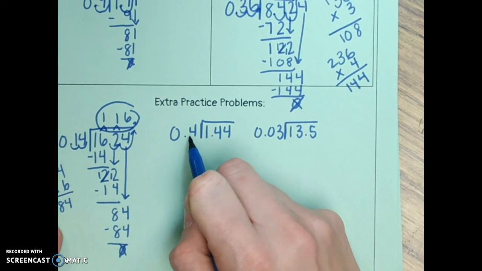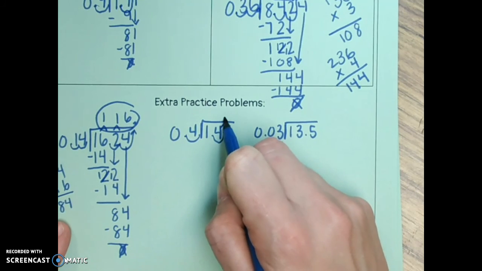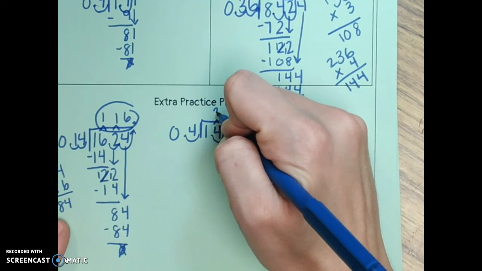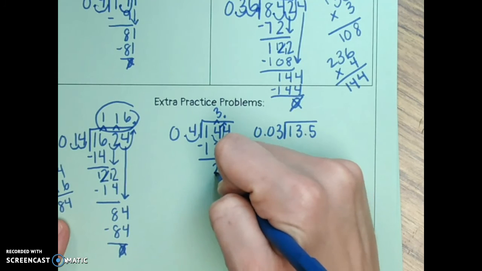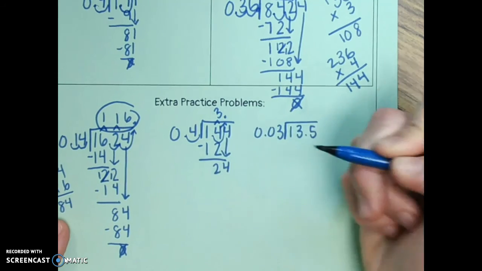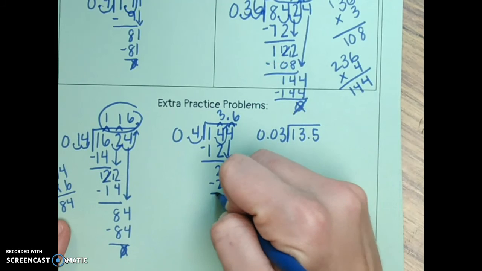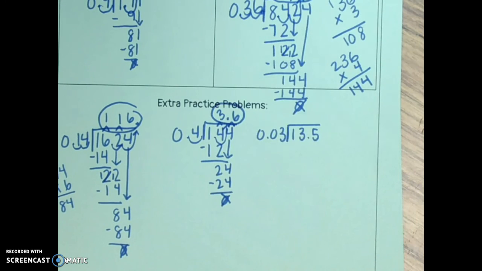Okay, here. How many times do we move our decimal? 1. Then how many here? 1. 4 goes into 14 3 times, because that's 12. 2. 6. How many people are doing pretty well so far? Okay.